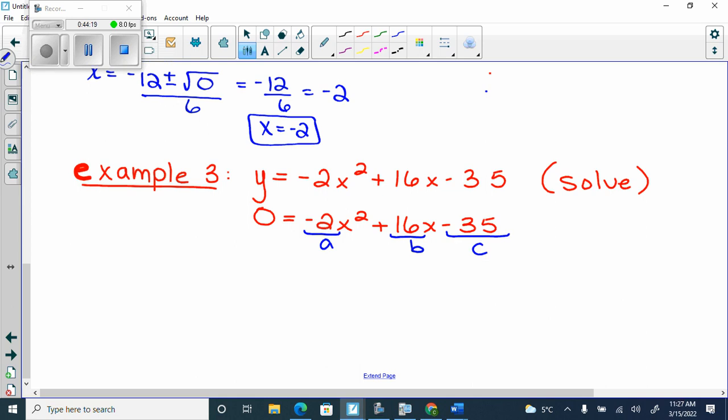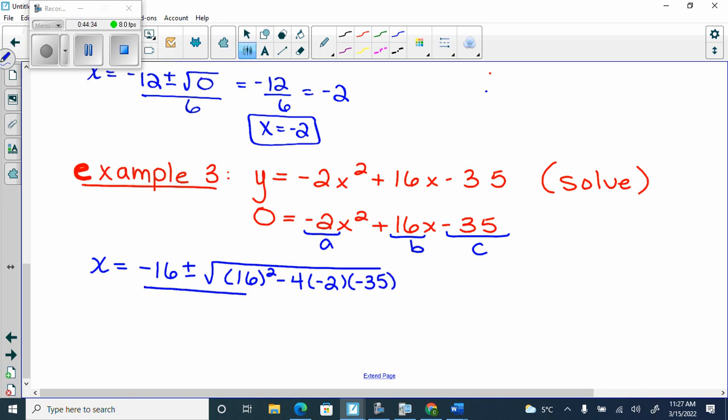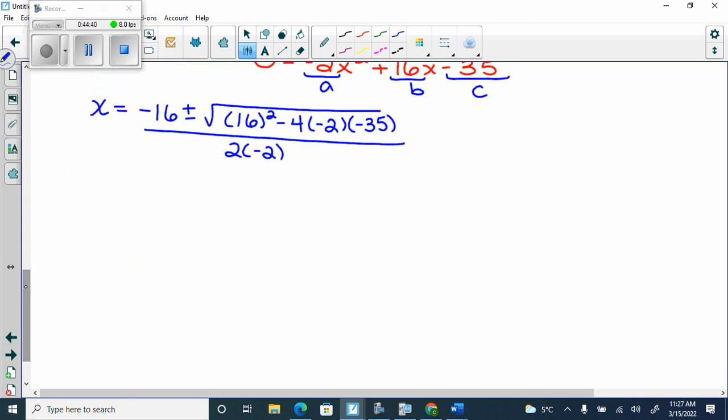So this one I'm going to get x equals negative 16 plus or minus the square root of 16 squared minus 4 times negative 2 times negative 35, all over 2 times negative 2. So I get x equals negative 16 plus or minus the square root of a negative something. What do I get? Negative 24?